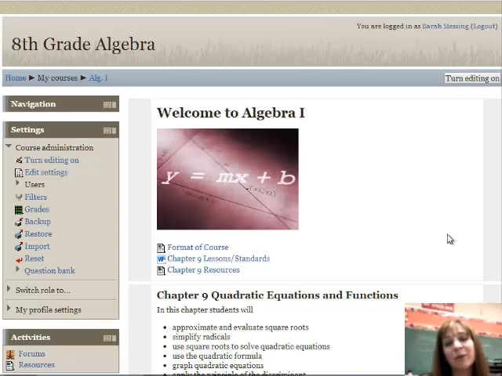I was fortunate enough when creating this unit that our school hosts a Moodle course management system and that our students have Moodle accounts. So our students would be able to come to my algebra site and get all the information they need for this course.